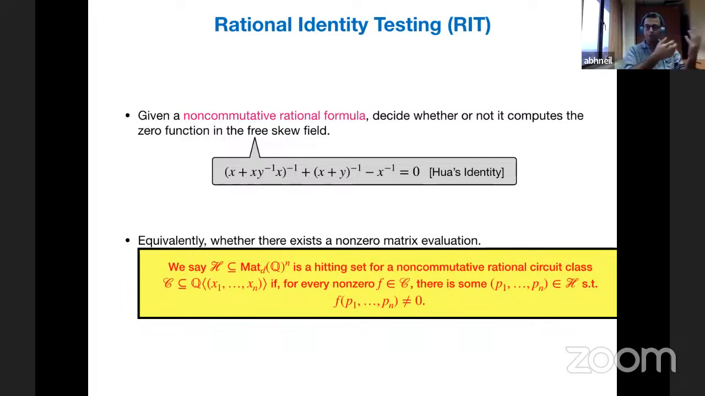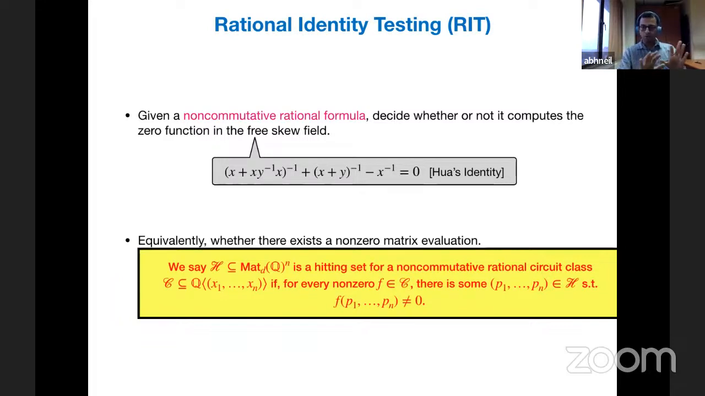From the definition given by Amitsur, two rational formulas are equivalent, computing the same rational function, if whenever you substitute some matrices, they must agree. Following the definition, it is computing the zero function means that for every matrix substitution, whenever it is defined, it is zero. In other words, if you want to say that it is non-zero in the free skew field, you have to find a matrix substitution for which it is non-zero: a witness of its non-zeroness.